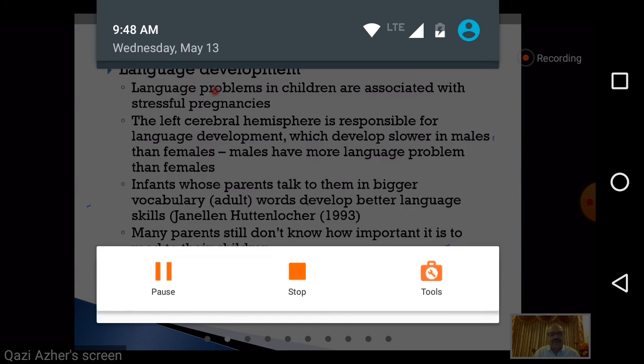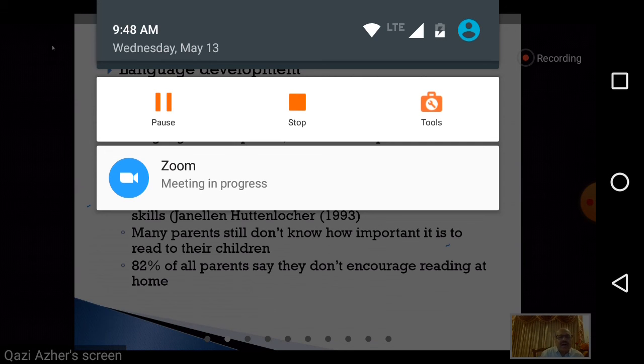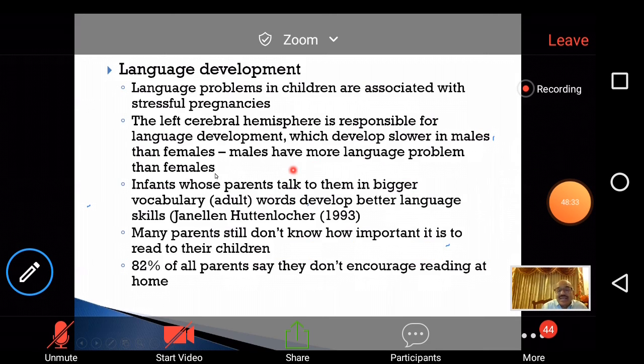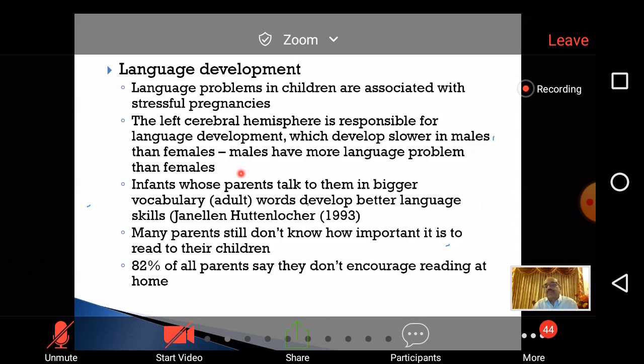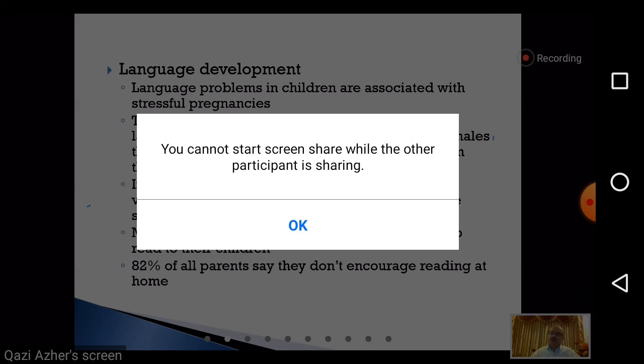The left cerebral hemisphere in males differs from that in females. Why? Is it because of different genetic material? It could be, but at one point both will be the same. There will not be any difference. Now the environment takes over.